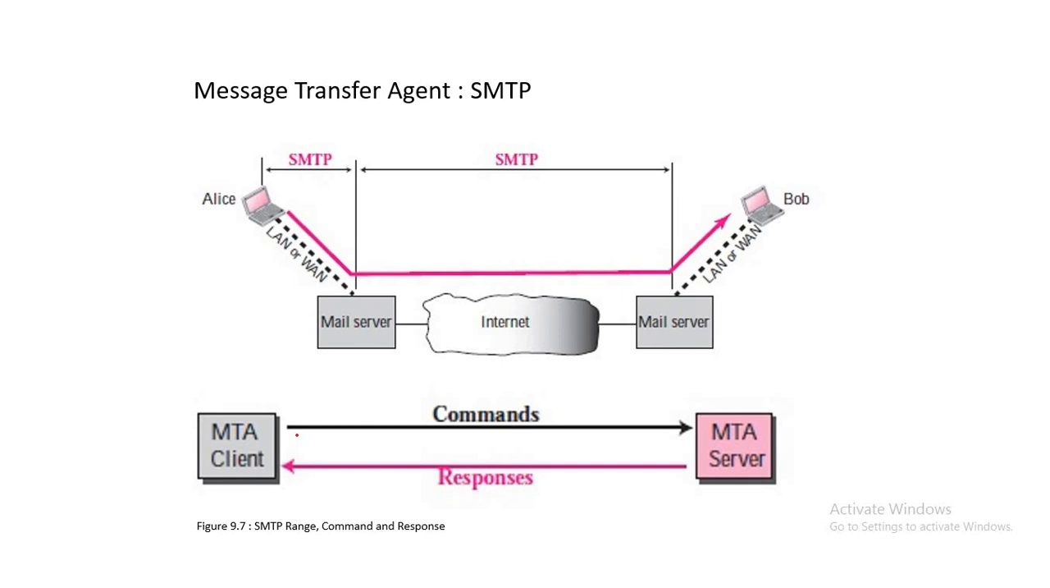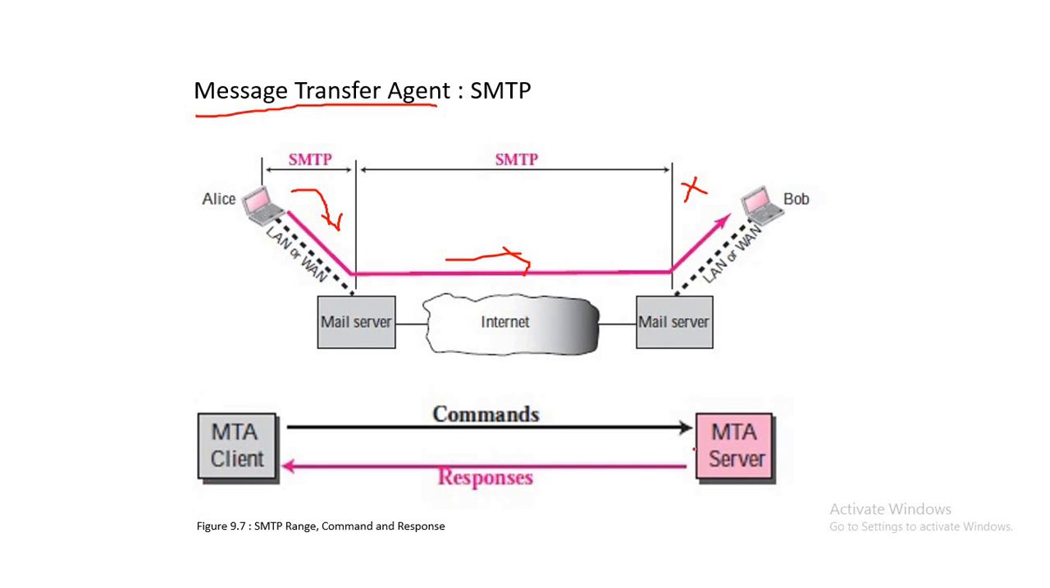Now we will discuss the protocols. The first protocol is SMTP, which stands for Simple Mail Transfer Protocol. The MTA, Message Transfer Agent, uses Simple Mail Transfer Protocol. It is used for pushing and transferring. Whereas here Bob is pulling the message, so we are not using SMTP; we use another protocol for pulling. The range of SMTP is pushing and transferring.